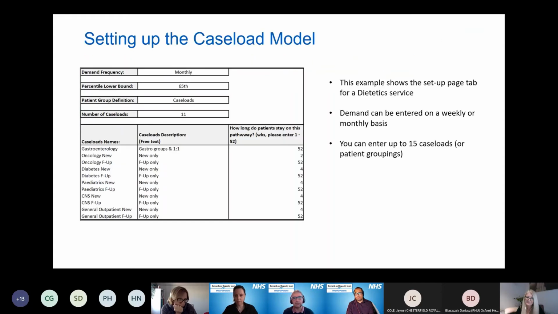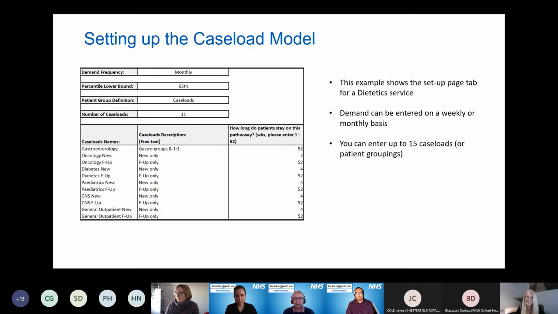Just to give some examples and some views of the model, I'm going to use an example from a dietetic service that we've worked with. And the model, for those of you that haven't seen it, is an Excel-based tool. I'm going to show just a few images covering some of the inputs and some of the outputs from the model. The model is available to download from the Demand and Capacity Future NHS workspace, and there's also a recording from a previous walkthrough that you can view as well if you want some further information.